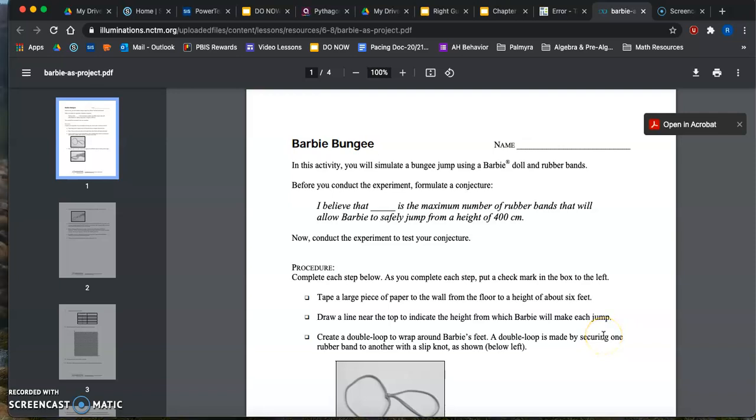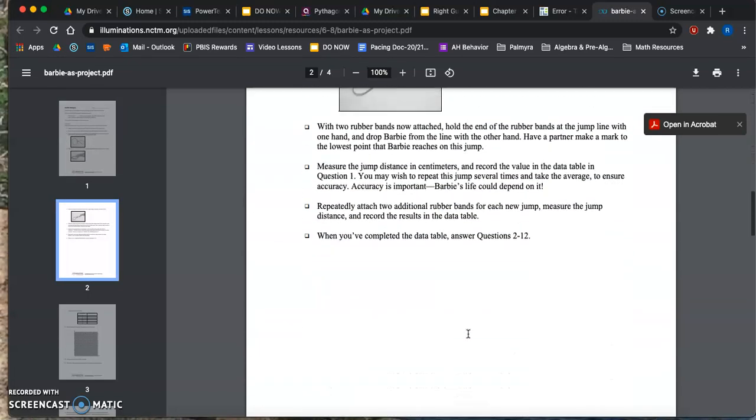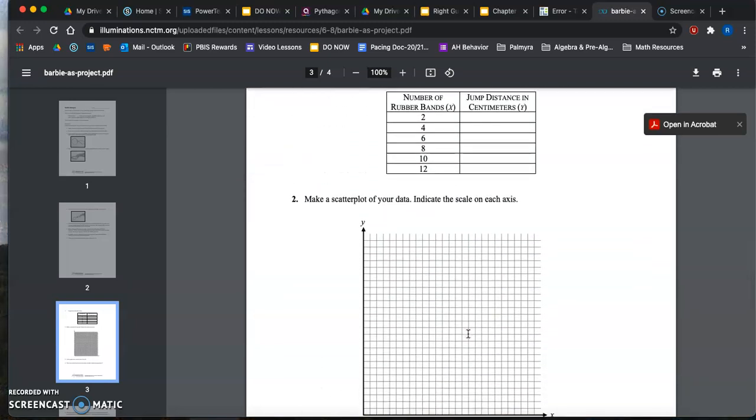Bungee Barbie essentially is allowing students to see how many rubber bands the Barbie doll can kind of be attached to safely jump from a certain height. So the more rubber bands you add to it, the more the possibility is it goes further and further in terms of the distance. So they are constructing this process, and they eventually come to the idea of making a scatter plot as a visual representation to see how the number of rubber bands is associated with the distance in this case.